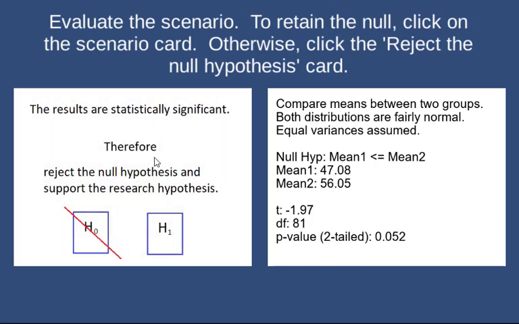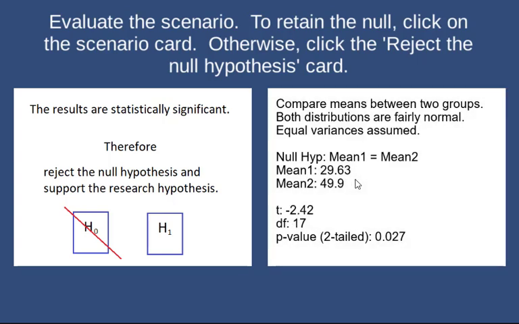For this next scenario, the null hypothesis says that the mean for group 1 is less than or equal to the mean for group 2. And indeed, the evidence is consistent with the null hypothesis. The mean for group 1 was a 47.08, and the mean for group 2 was a 56.05. I don't have to look at anything else. Because the results are consistent with the null hypothesis, we'll retain it.